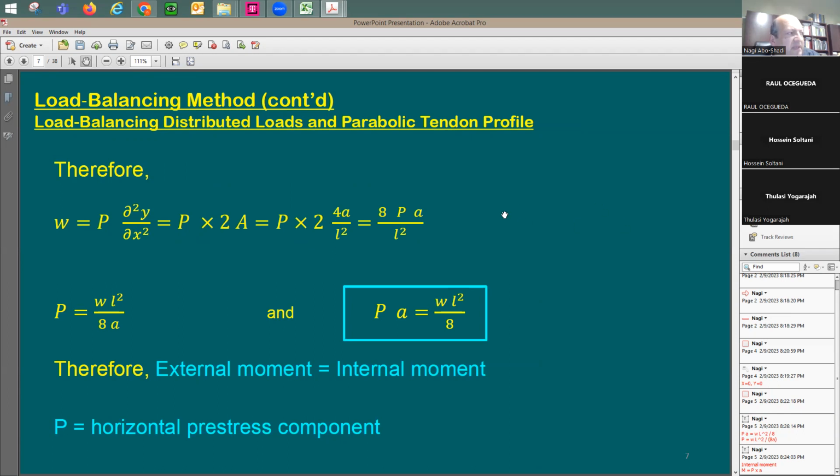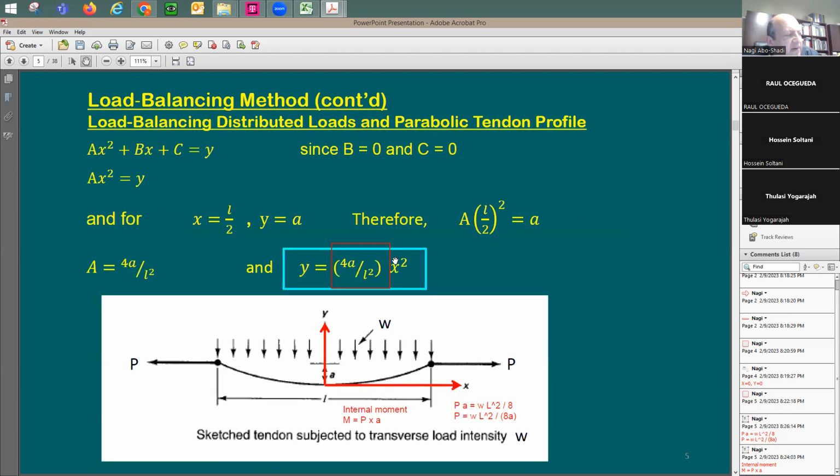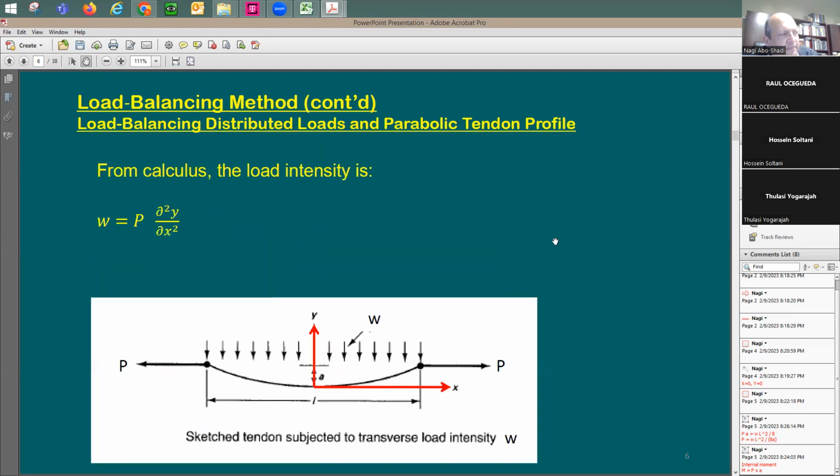Because I have the equation, let me go back here. Look at the equation: Y equals 4A x squared divided by L squared. Second derivative is going to be what? It's going to be just 4A over L squared, because this is going to be X, and then the derivative of that is just 1, right? So the second derivative of Y is going to be 4A divided by L squared.